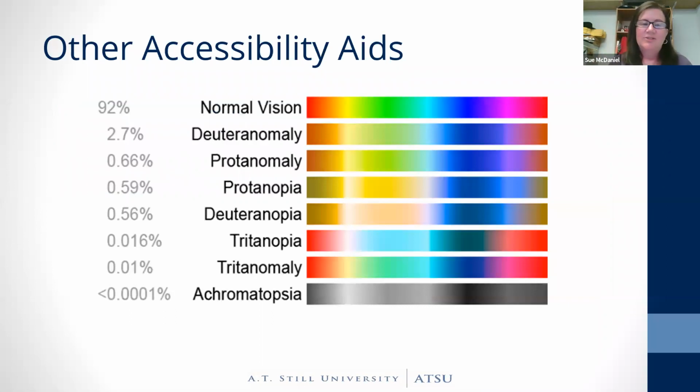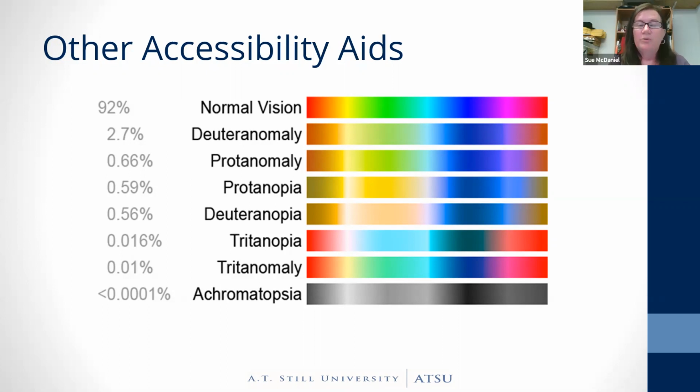Color blindness is an issue that's often forgotten about, but it's vitally important. This graphic shows you the normal spectrum of colors across the top and what various degrees of color blindness see instead of that same spectrum. And it's really different for some of them.